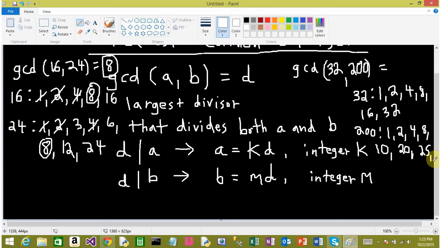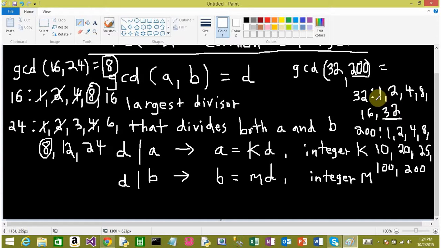So we could keep on going with the divisors of 200, but we need to find the largest one that they're both going to have in common. So we really don't need to find all of the divisors of 200. We know that 100 and 200 are some other ones. So we could stop there basically, because 32 stops at 32, and this one goes all the way up to 200.